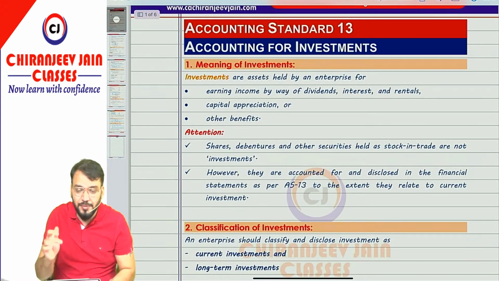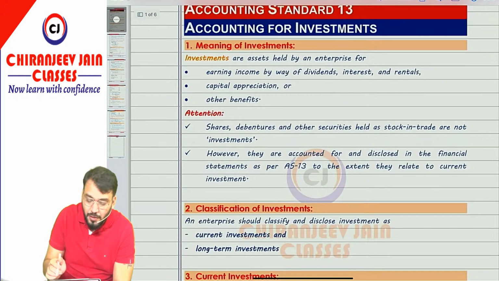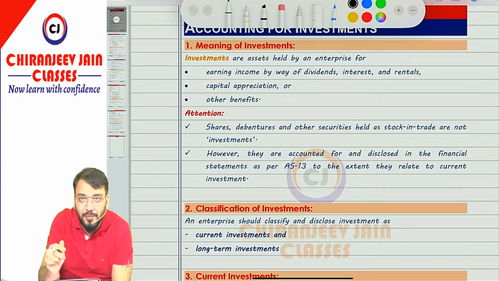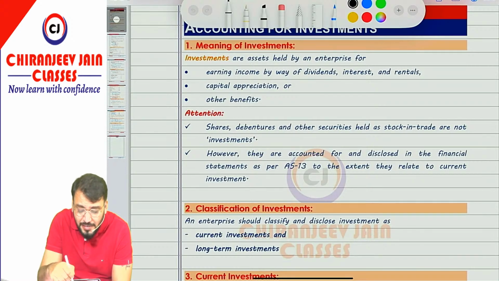Now, what is the meaning of investment? Investments are those assets which are held by an entity for earning income by way of either dividend or interest or rental income. For example, if you have invested in equity shares, you will earn dividend income. If you have invested in debentures, you will earn interest income. And if you have invested in some property, you may give that property on rent to generate some rental income. So any asset held by an entity for generating income by way of dividend, interest or rental will be an investment.